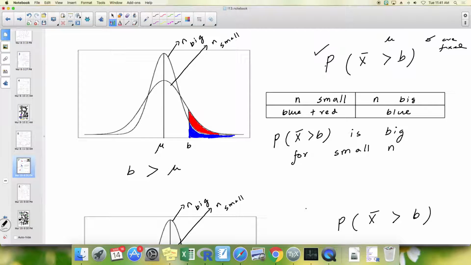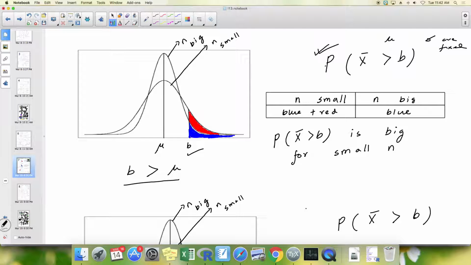And observe this point B. What's B? B is just any number to the right of mu. B is any value bigger than mu. There's nothing special about B. Given such a number, we are asking the question, what happens to probability x bar bigger than b? Between the small value and the big value of n, how does this probability x bar bigger than b change? Now, probability x bar bigger than b, we shall call it the right tail. You can guess why.